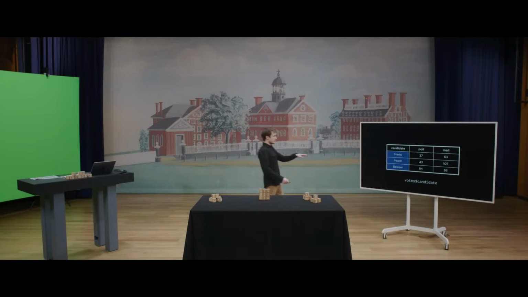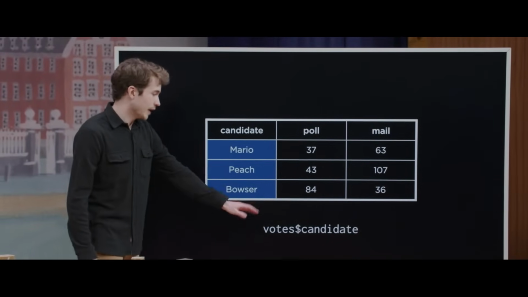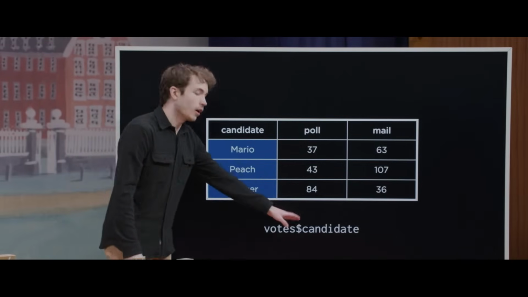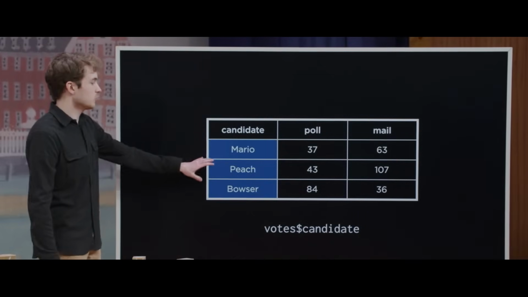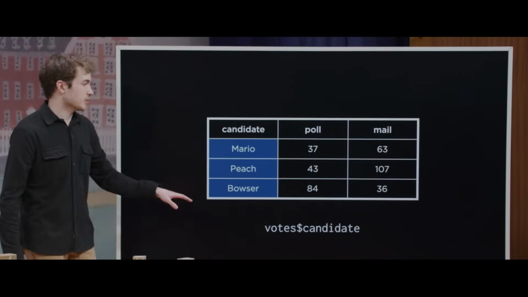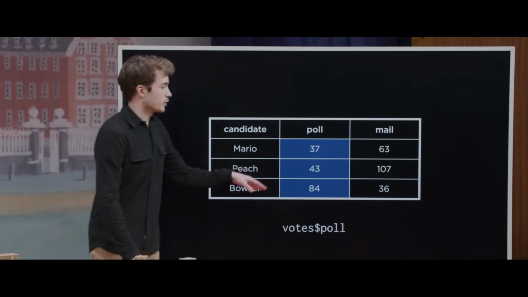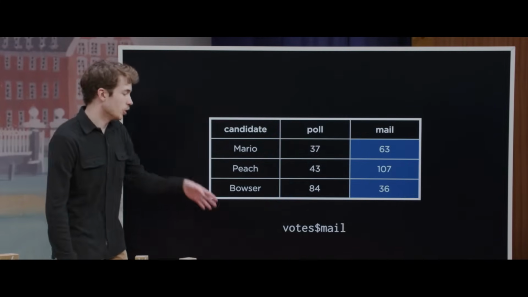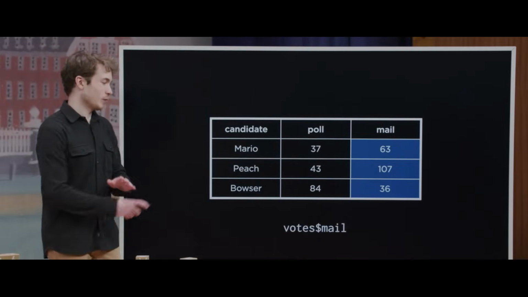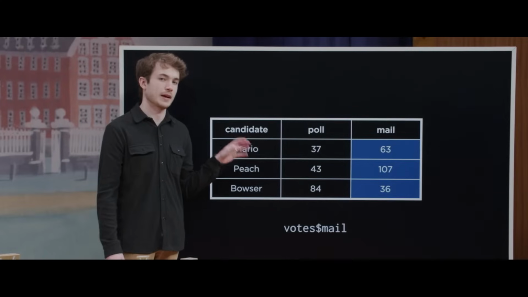I would use the data frame's name, votes, followed by a $ sign. And then I would type the name of the column I want to access, and I would then get access to that particular column. So votes $ candidate gives me access to this column of candidates. Same thing with poll, votes $ poll, and same thing with male, votes $ male. This $ sign has nothing to do with currency. It's just a way to access a column by a particular name that it has.